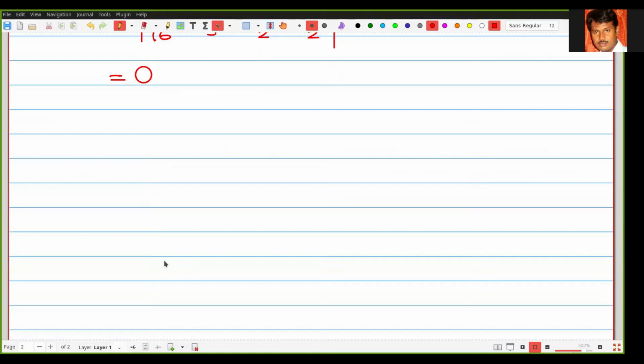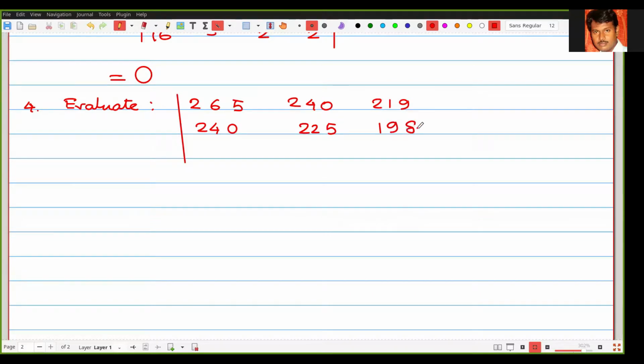Let's check with question number 4. Once again, we have to evaluate the determinant with rows 265, 240, 219; then 240, 225, 198; and 219, 198, 181. We have to evaluate that one.